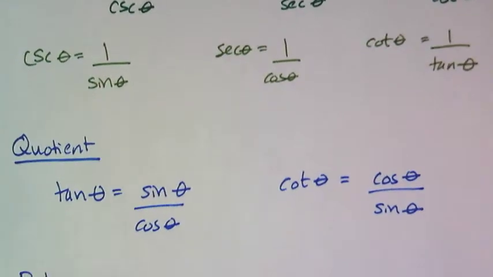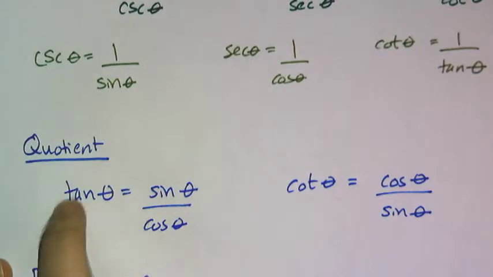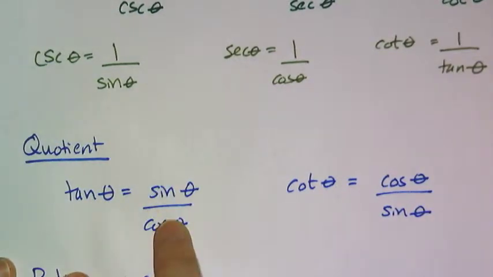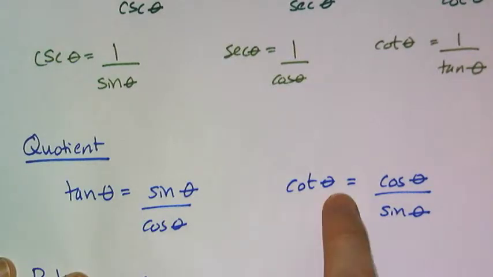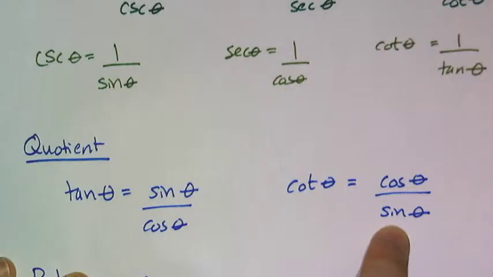Two other trig identities are the quotient identities, tangent of theta being defined as sine over cosine, and cotangent of theta being defined as cosine over sine. And these are quite useful. You can use these to replace tangent and cotangent all the time.